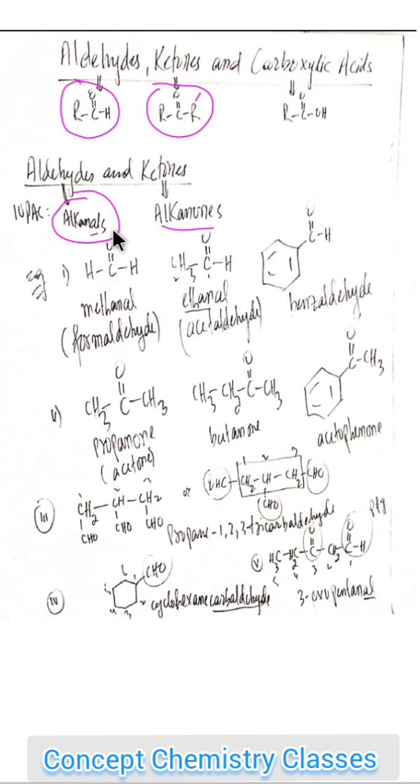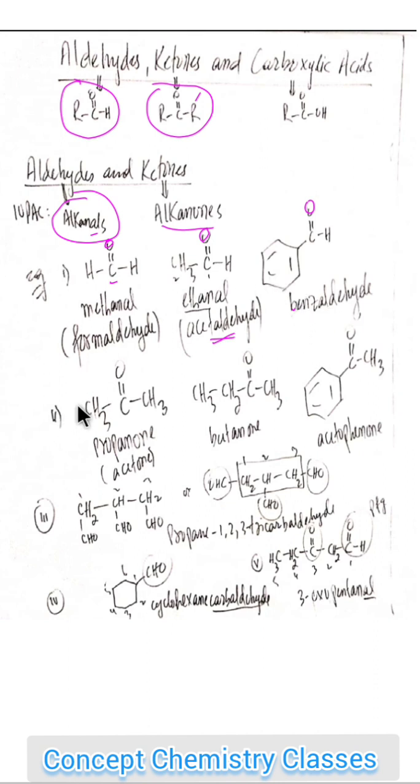This is HCHO. Formaldehyde is the common name, and this is called methanal, methane because we have only one carbon atom over here. And in the second example, this is having two carbon atoms, so this is called ethanal, also called acetaldehyde in common name. And this is benzaldehyde, which is both IUPAC and common name.